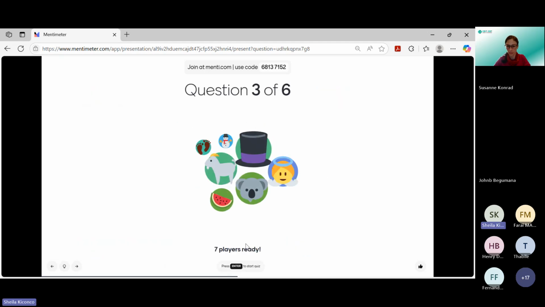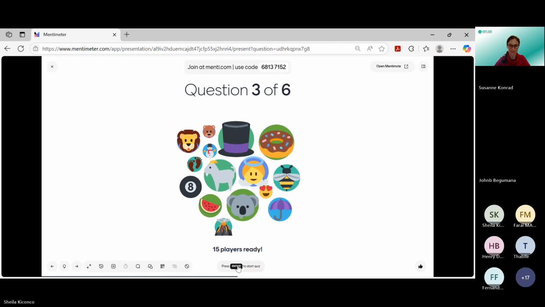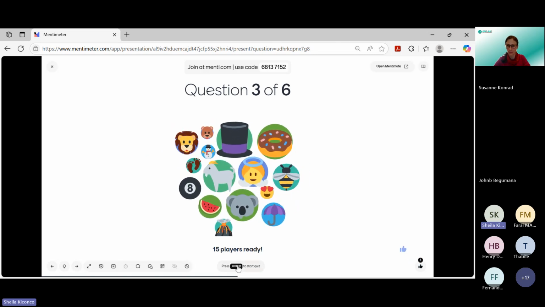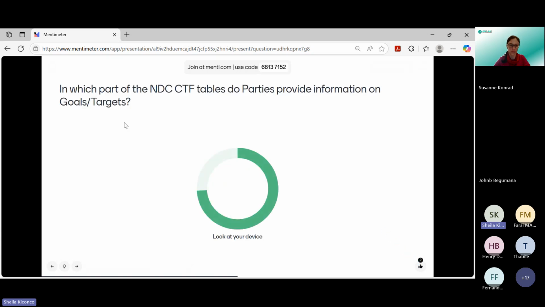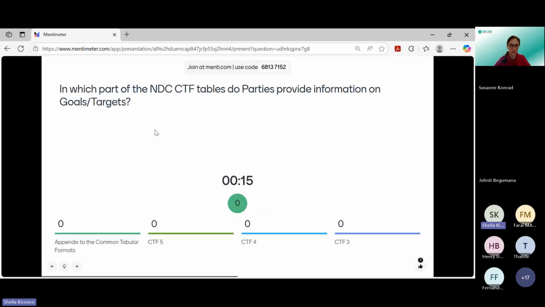I hope we shall be faster than that. Thank you for joining. I can see the number is increasing. Question 3, I hope the timer is not moving as fast. In which part of the NDC CTF table do parties provide information on goals or targets? The CTF tables, which part is that? I hope at least all of us should be able to answer this. Thank you. I can see 12 people have already answered.